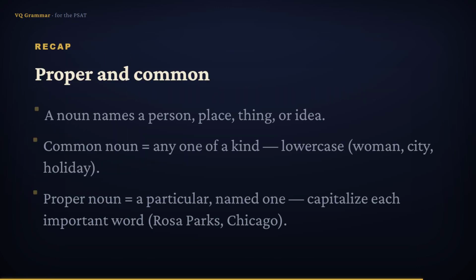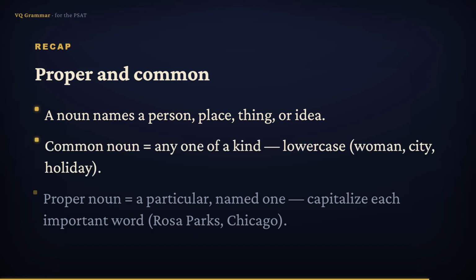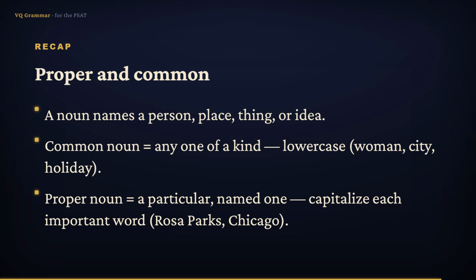Let's wrap up. A noun names a person, place, thing, or idea. A common noun names any one of a kind, and it stays lowercase, like woman, city, and holiday. A proper noun names a particular one with its own name, and you capitalize the first word and every important word, like Rosa Parks, Chicago, and Thanksgiving. When you're unsure, ask the one question. Is this a particular named one? If it is, give it a capital.